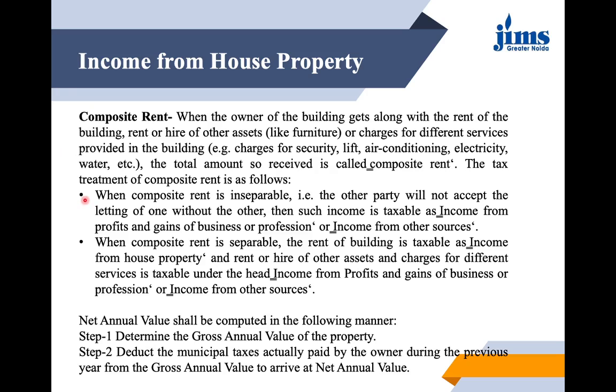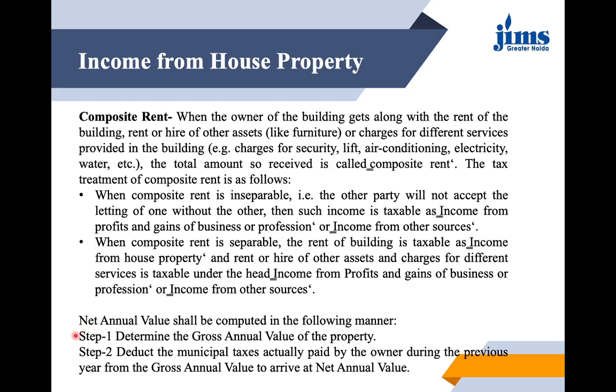Okay, let us see what is here. When composite rent is inseparable, that is the other party will not accept the letting of one without the other, then such income is taxable as income from profit and gains of business or profession or income from other sources. But when the composite rent is separable, means you can separate it, in that case the rent of the building is taxable as income from house property, and the other charges, the rent and hire for the other assets and charges for different services, is taxable under income from other sources or the head profits and gains from business and profession only.